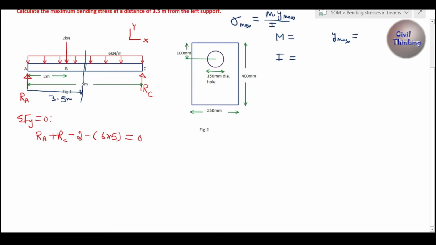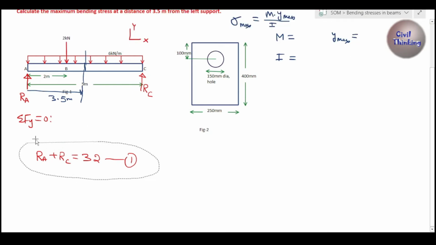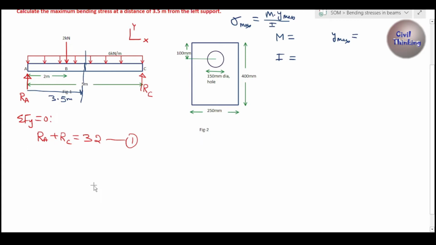Now there is 2 downwards, so I write minus 2, and there is a UDL of 6 kilonewton per meter. So the total load due to this UDL is 6 multiplied by the total length. Total length is 5, so it is 6 multiplied by 5. That's what I have written here. So from here we will get Ra plus Rc is equal to 6 fives are 30, plus 2 is 32, right? Let us call this equation number 1. So we have this reaction.